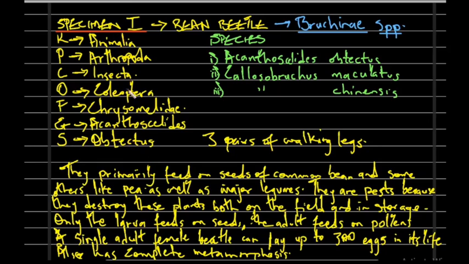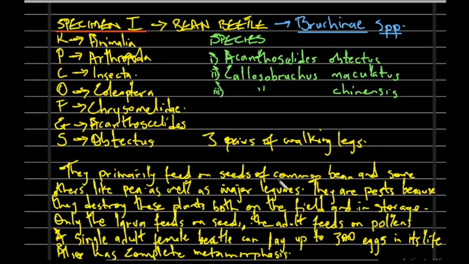Here we have listed the classification of this organism. We have the kingdom Animalia, the phylum Arthropoda, the class Insecta, the order Coleoptera, the family Chrysomelidae, the genus Acanthoscelides, and the species Obtectus. This particular organism has 3 pairs of working legs, like we will see very shortly.